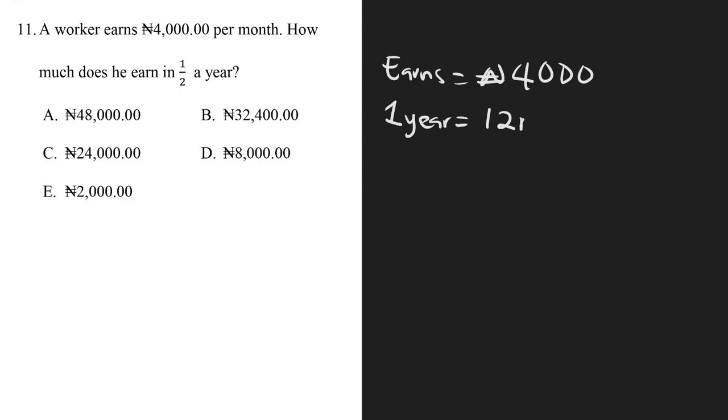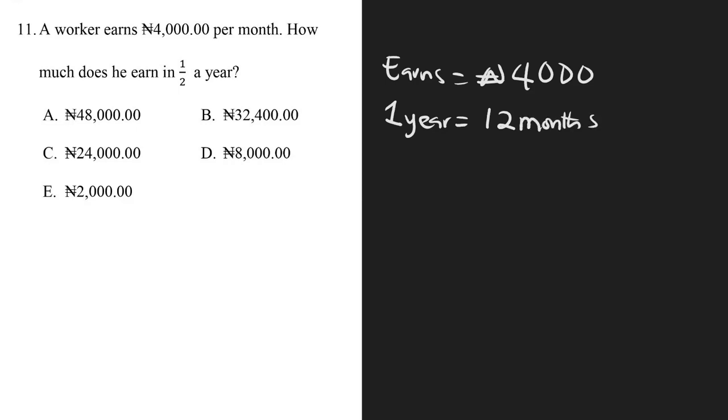Number 11 says a worker earns 4,000 per month. How much does he earn in a half year? He earns 4,000 naira per month, monthly, right? And how much does he earn in a half year? So to know the earnings per year, we have to multiply the 4,000 by 12 months, since there are 12 months in a year. So we say since 1 year is equals to 12 months.